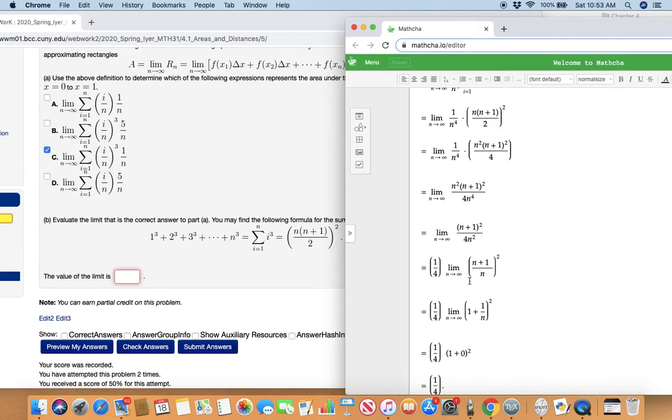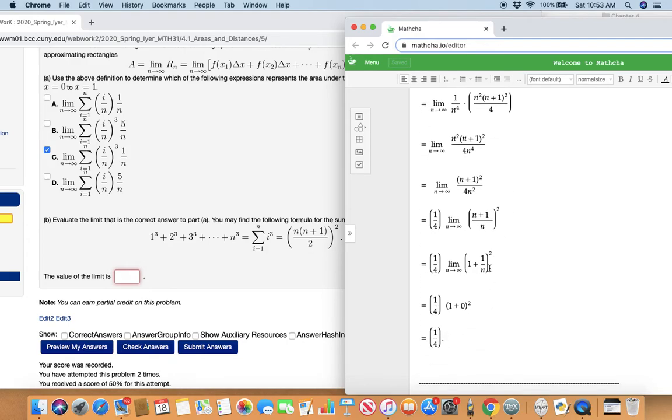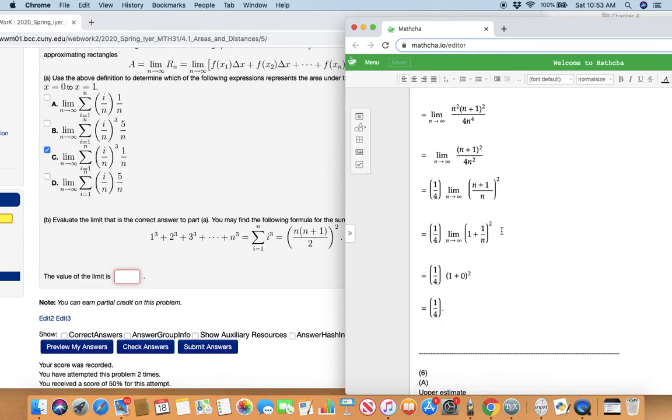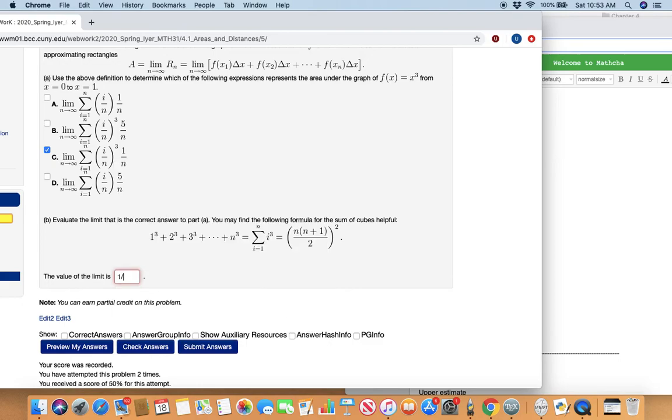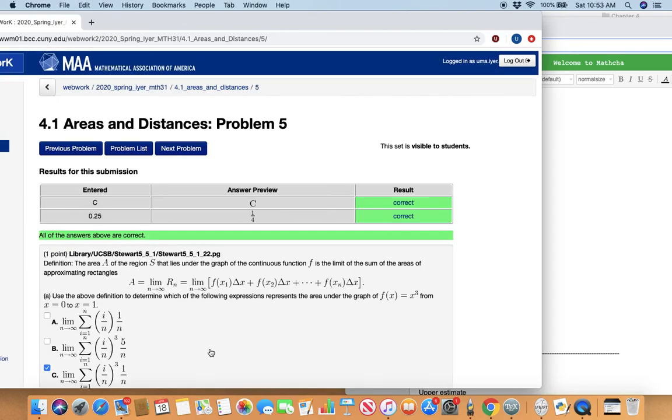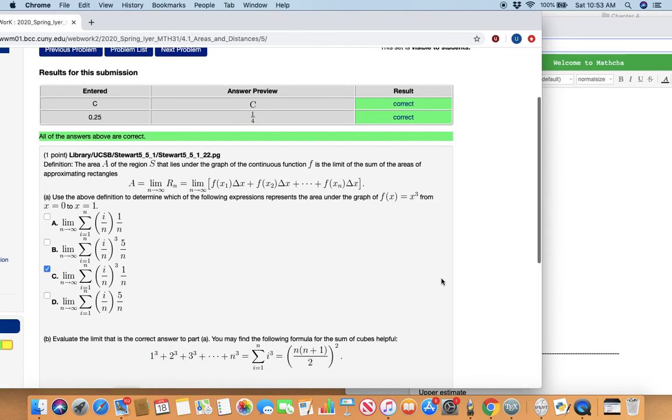So limit n approaching infinity, n squared and (n plus 1) quantity squared. I'll write it in one parenthesis, all power 2. Division distributes, so that is (1 plus 1 over n) squared. Taking the limit, this goes to 0. 1 plus 0 squared. Final answer 1/4. So the limit I have is 1/4. All right. Until next problem.